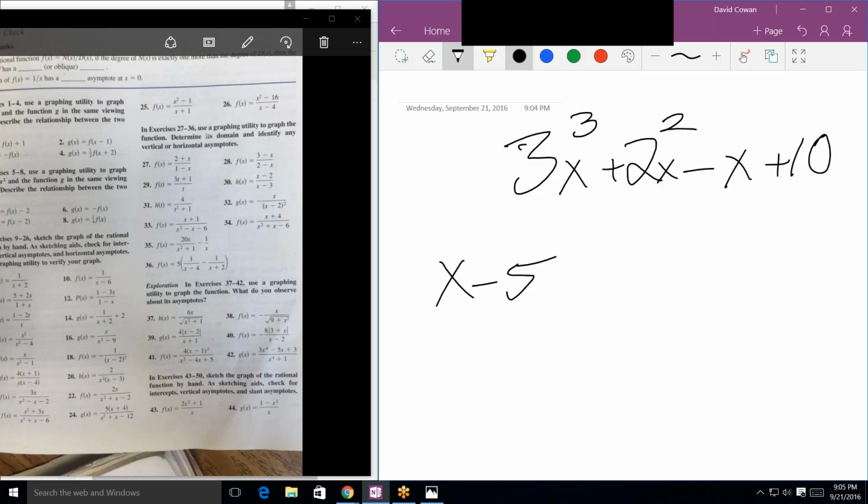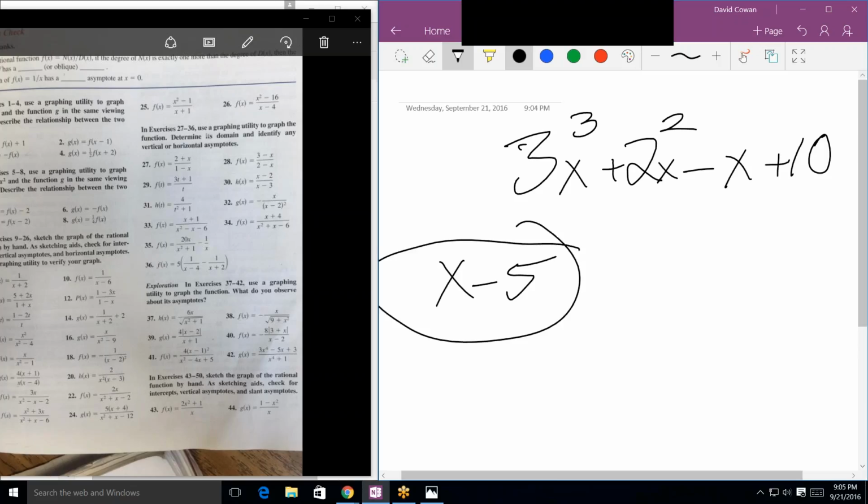If that is a true statement, then when I divide this polynomial by x minus 5, I must get 0 remainder. Okay. If I do not, then this is not a factor. And that's what the rational factor theorem is. In other words, once you come up with all your possible zeros and you start checking to see whether they really are zeros or not, you do synthetic division.